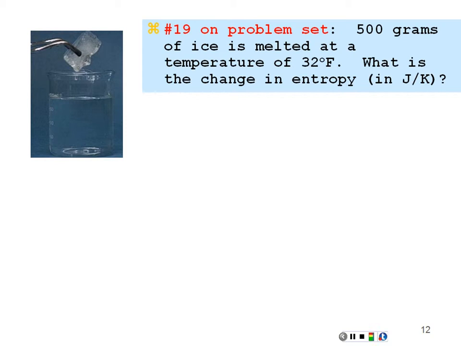Let's try this out on a problem, number 19 in the problem set. 500 grams of ice is melted at a temperature of 32 degrees Fahrenheit. What is the change in entropy in joules per Kelvin? As we do all these entropy problems, we want to make sure that all of our temperatures that we use are Kelvin. We have to use Kelvin because that's our absolute scale, starting from 0 and going up. There's no negatives in the Kelvin scale, and we need to use that scale for these kinds of problems, unless it were a change in temperature involved.